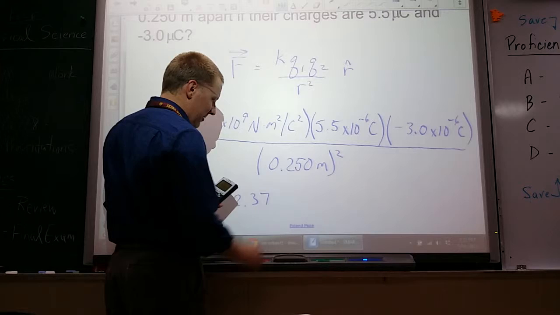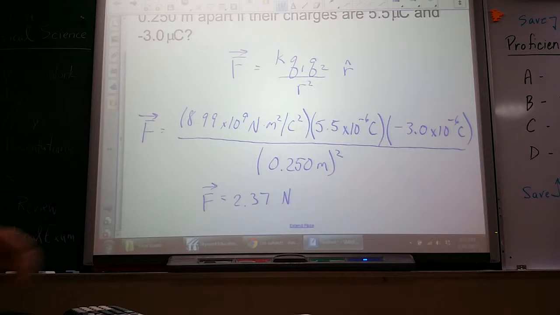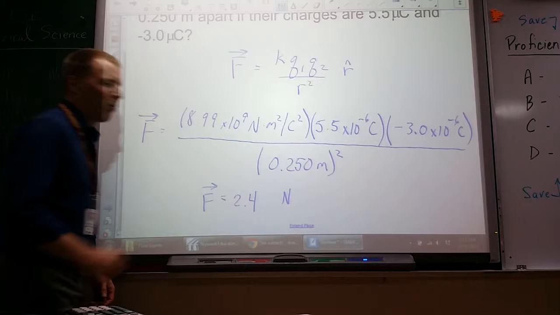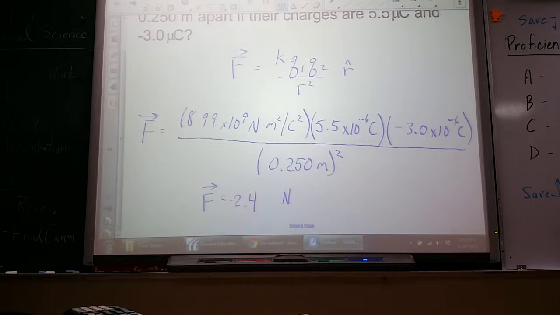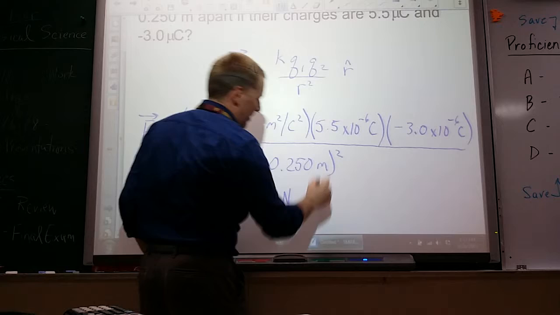I get 2.37 newtons, but it'll be two sig figs. Yes, two sig figs, thank you. What direction? Actually, this would have come out as a negative. What direction does that go? Remember, up here it's r hat. What's the negative r hat direction mean?